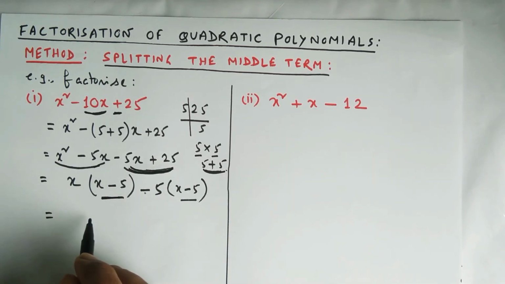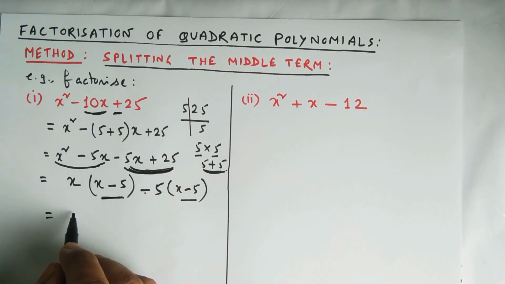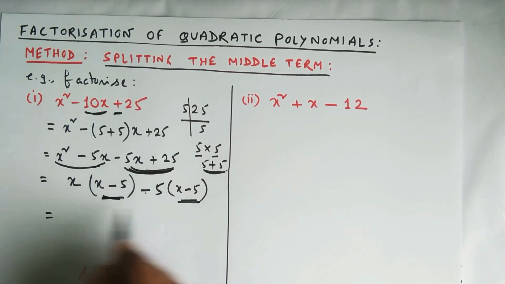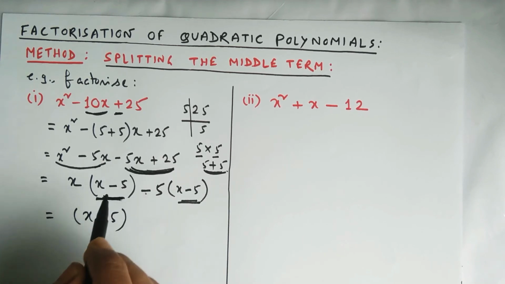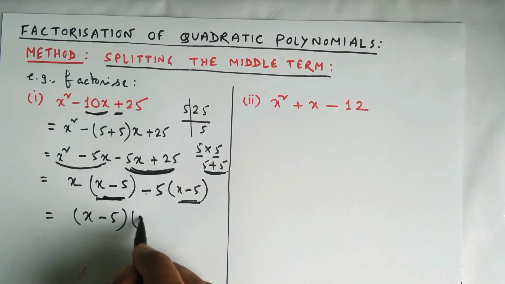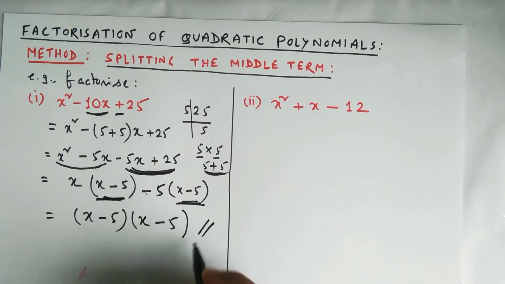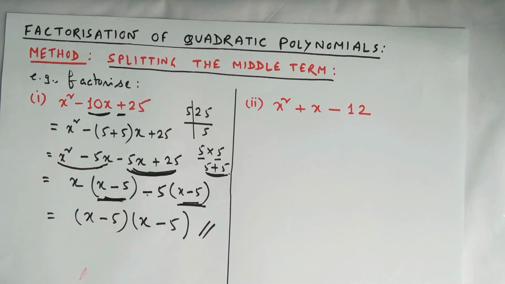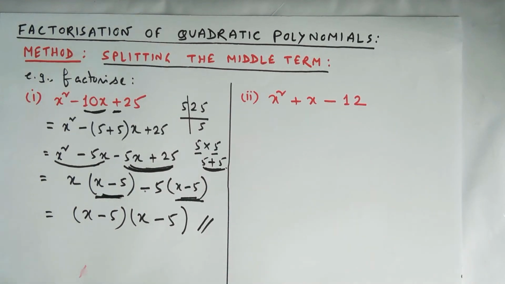This is equal to, now since both have x minus 5 common, x minus 5 is there in both, so I am taking x minus 5 outside. Now see here, this x minus 5 I am taking outside, what is left? x. This x minus 5 I have taken outside, what is left? Minus 5. So this is the required factorization, because it is now the product of these two terms.